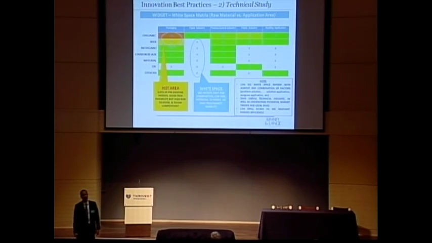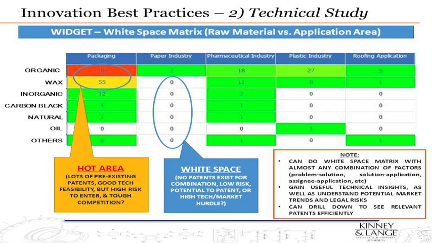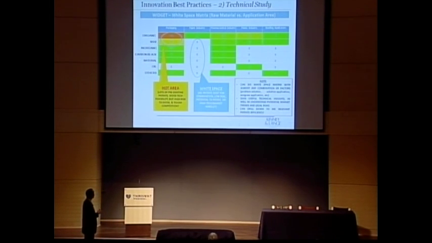That's a hot area. If we want to start using organic materials in the packaging industry, well, there's good technical feasibility there because a lot of people are disclosing patents on it, but there might be a high risk to enter that, meaning practice that, because of all those patent rights, and there's potentially tough competition there already. But wherever there's white space, no one's recognizing that in the published literature. Say, carbon black is used in paper. There are 0 patents on that, at least for the companies we're analyzing here.